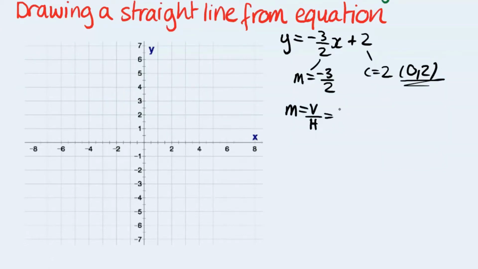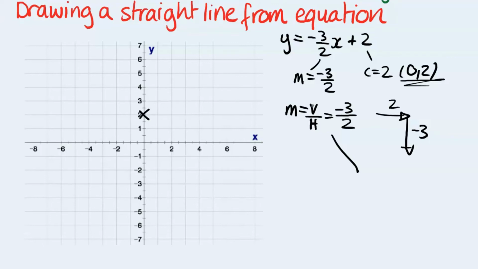Now, if we're saying the gradient is minus 3 over 2, what we're saying is that we're going to go across 2 units, but we're going to go down 3 units, okay? So we have a negative gradient, so that immediately implies the line will be going downhill, okay? We have a negative gradient, and this is a staircase to work it out. Okay, so let's start off with what we know. We have one point on the graph here, (0, 2), which is this point here.